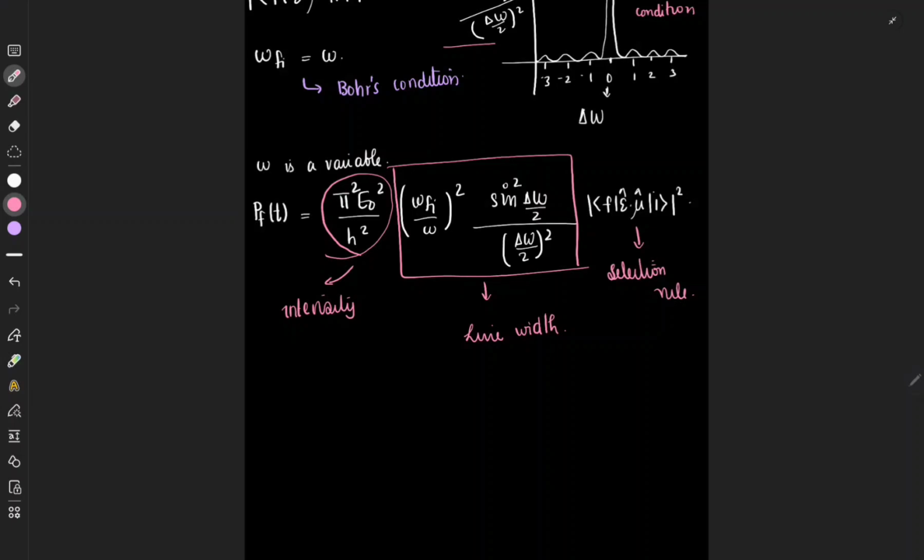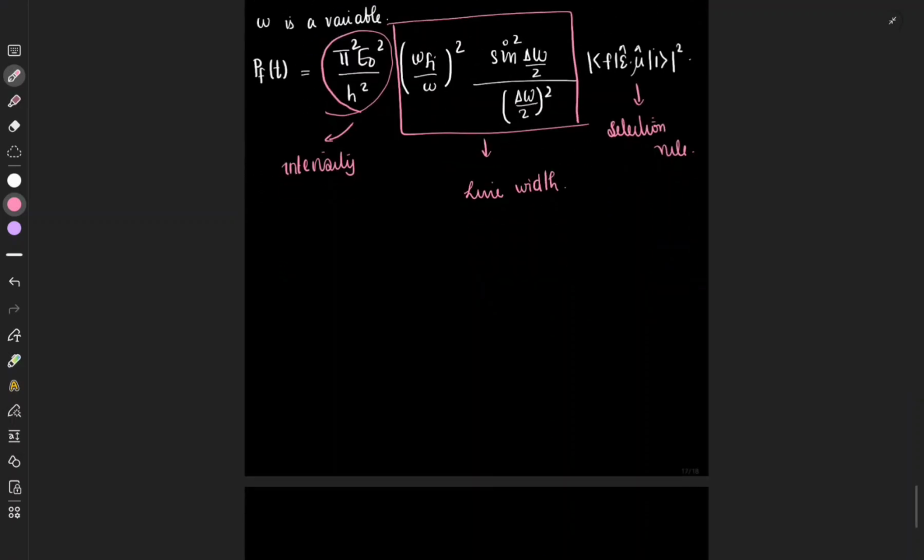Okay, so this is the probability of transition from initial state I to a final state F. Okay, so it's from I to F, and if you see, it is time dependent. As long as perturbation is there, transition will also take place. So the longer the perturbation, the longer will be the transition probability. So now there's one issue that we will look at in this lecture.